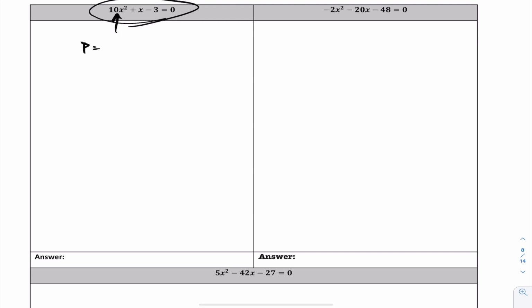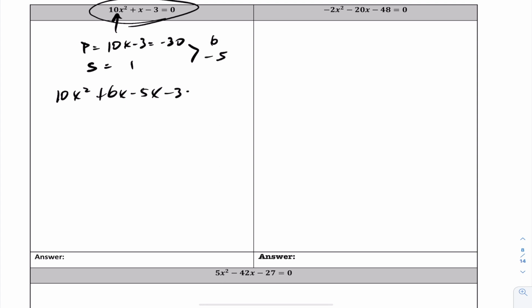So the product of this expression is going to be 10 times negative 3, which is negative 30, and the sum of this expression is going to be 1. I need to think of two numbers that multiply to be negative 30 and add to be 1. That's going to be 6 and negative 5. So I'm going to replace that x with 6x minus 5x, minus 3 is 0. GCF these here.